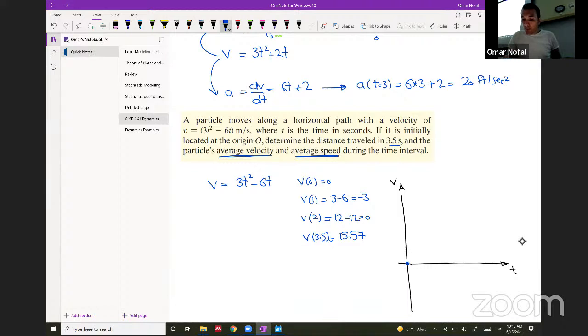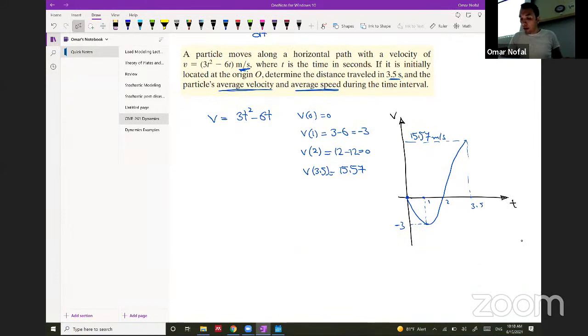If you draw the relationship, at 1 second it will give you negative 3, and at 2 it will go to 0. And then at 3.5 it will give you 15.57 meters per second. So this is how the velocity is changing. It goes into the negative. Here's the origin, and your car started from here. The car will go to the negative, I mean this way, and at this time it will change its direction and then go there.